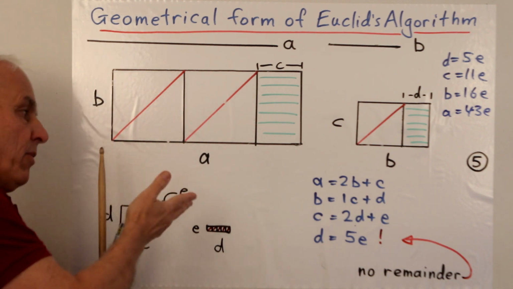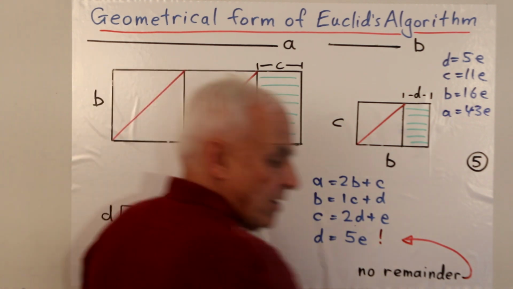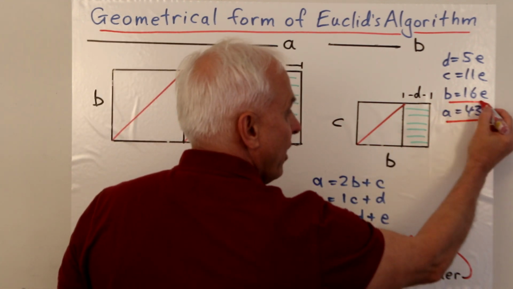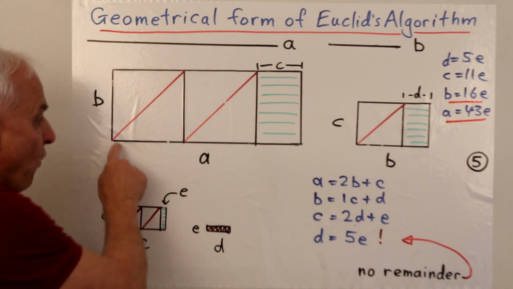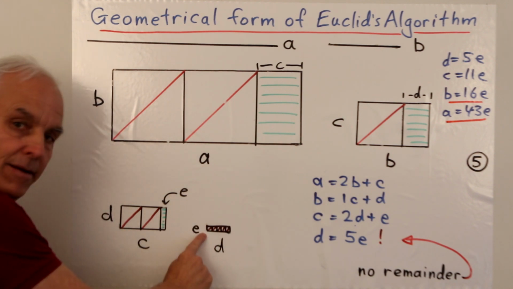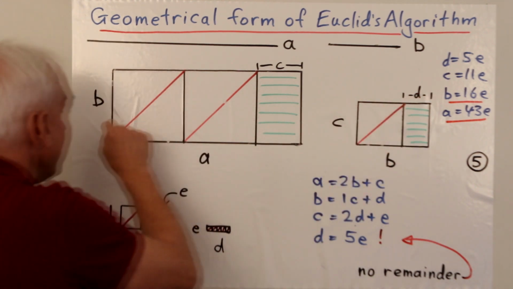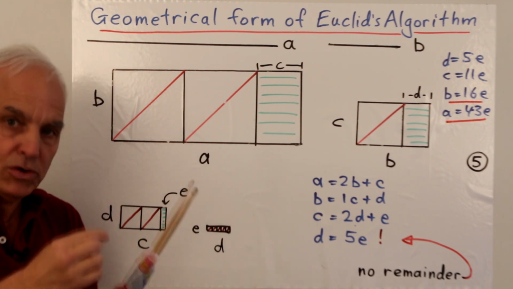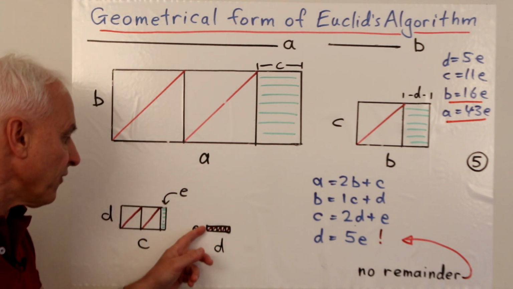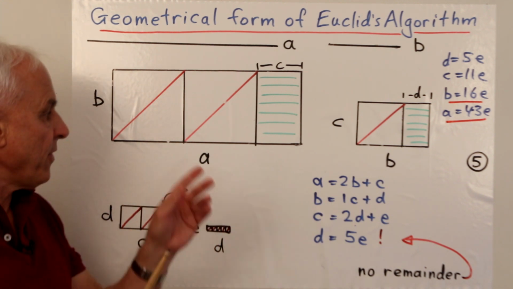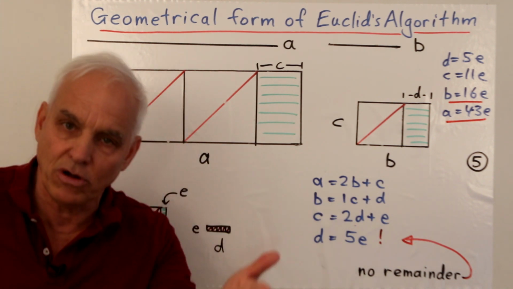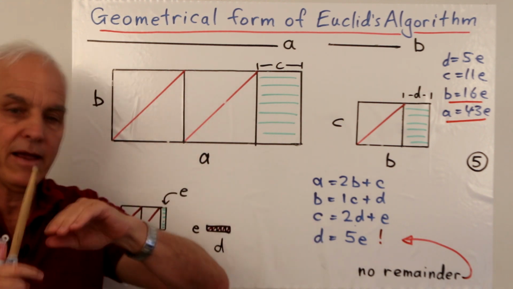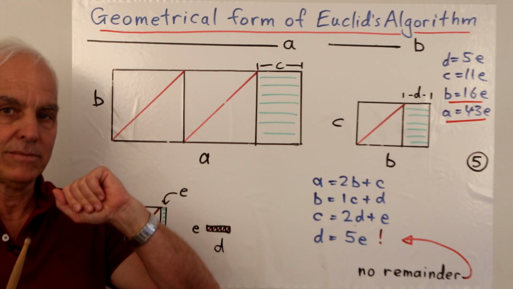And since we were starting with A and B, that's what we were really interested in. So the two results that we're really interested in are these last two: that A is actually 43 times E, and B is actually 16 times E. So we found this unit of commensurability. If we think of this as now a unit length, then A and B are both integral multiples of E: 43 times E and 16 times E.